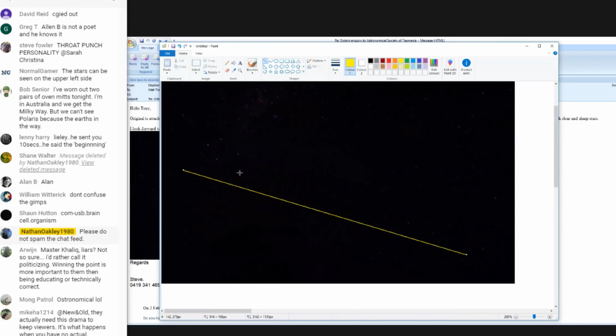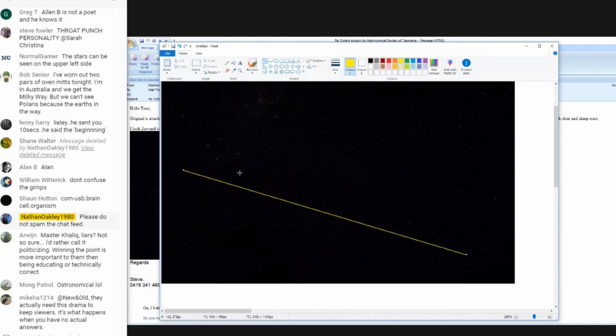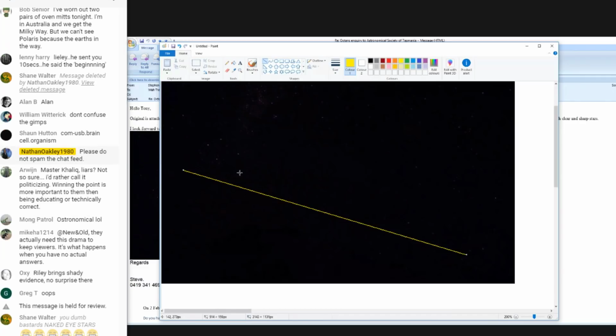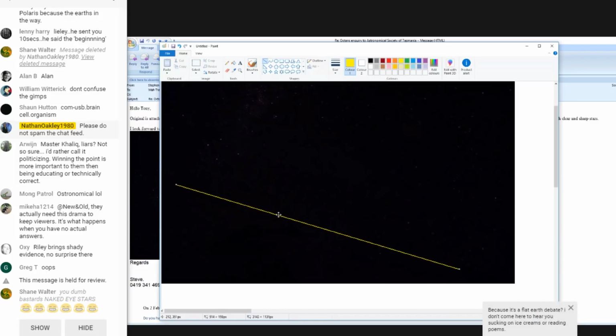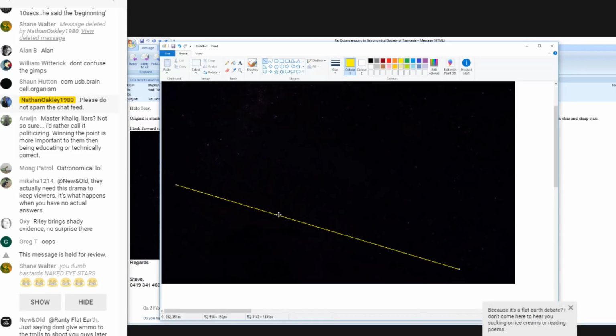But he claims by his email that with a 10-second exposure with the DSLR, you should start to see them, right? And I don't see them in the picture. Should start to see them means we're not seeing them. Should start, we don't. There's nothing there. It's just a black screen.